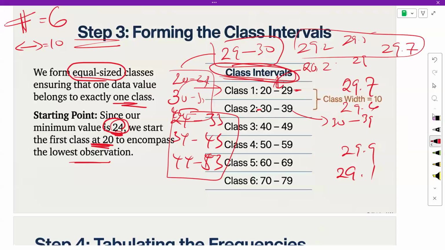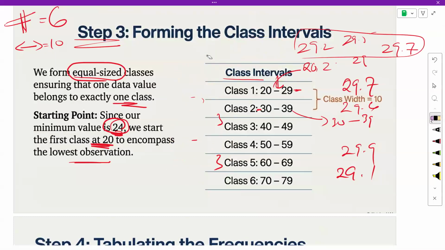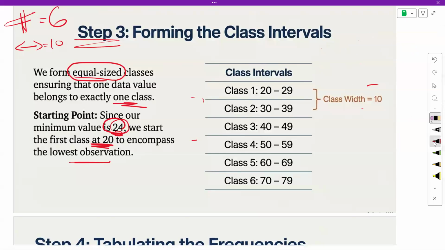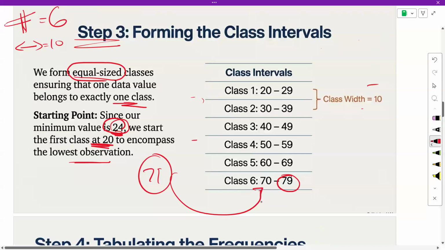So we make it into classes. We start from 20, so therefore 20s. And you have to make sure that the largest value is covered. Don't miss the largest value as well. Here, how many classes have we decided? One class, 1, 2, 3, 4, 5, 6. And you have to make sure that the highest value, 79, also is included in the classes.